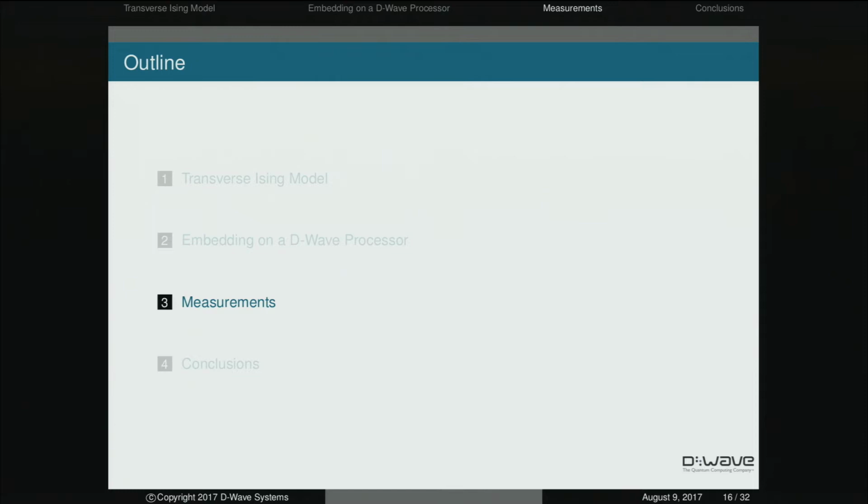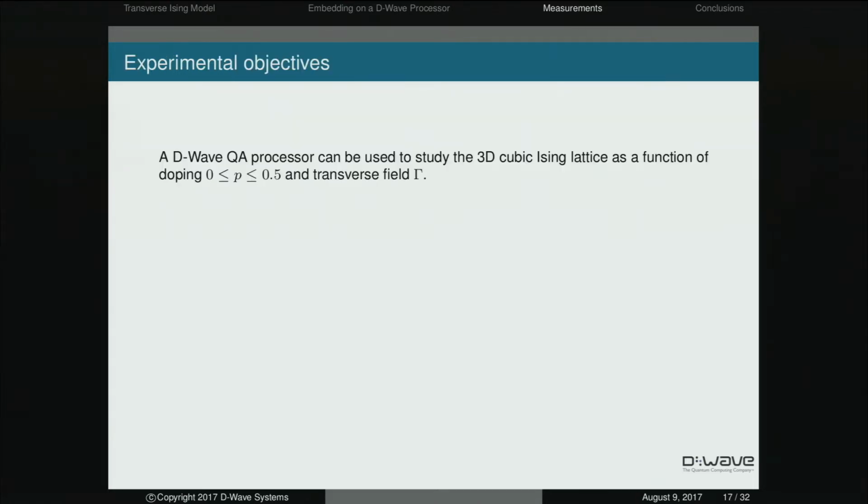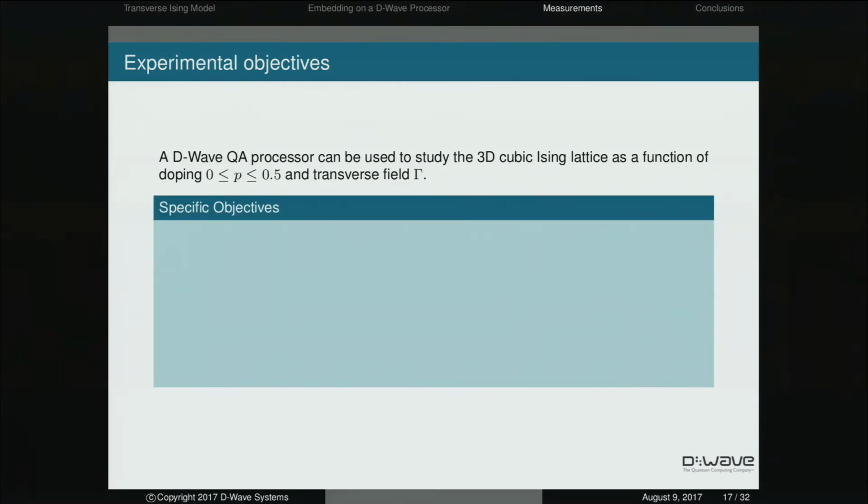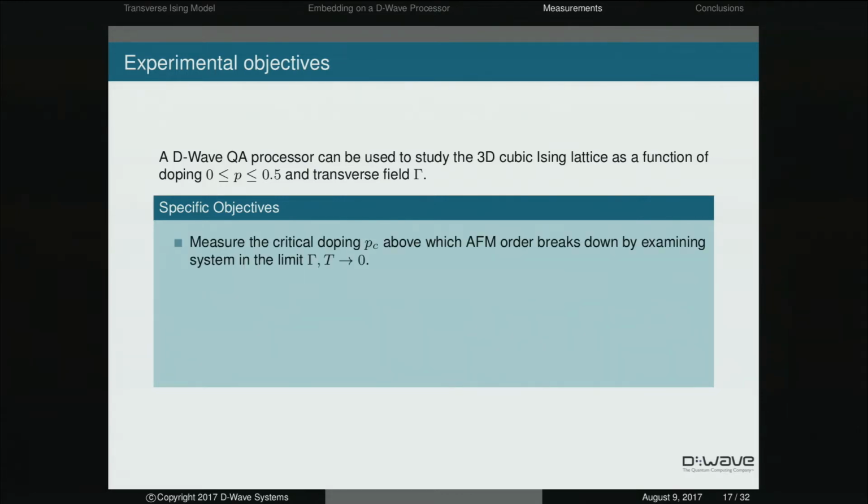Okay, so now on to the good stuff. What are we going to do with it? I've shown you how we can stick that 3D structure into the processor. Now how do we slice and dice that space and actually get some useful information out of it? I think it's best to boil it down to a few specific objectives. We're going to measure a few particular things and try to fit the pieces together.